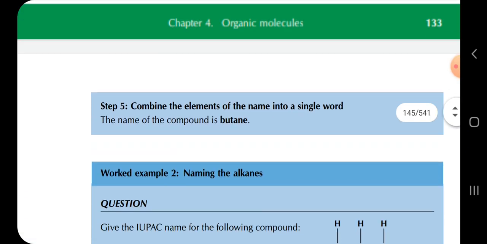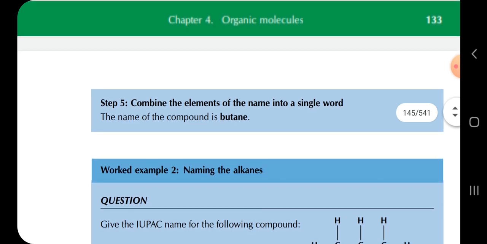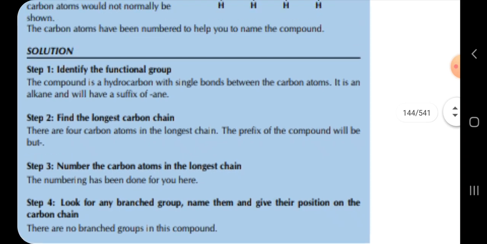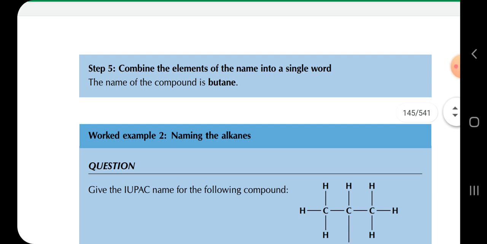So step 5 says combine the elements of the name into a single word. We have 4 carbons in the main chain. That's but, and we don't have any branches. So the name will end with butane, A-N-E, because it's an alkane.